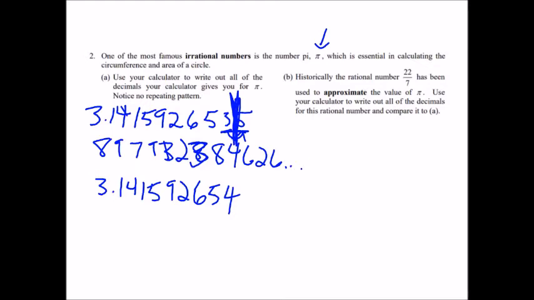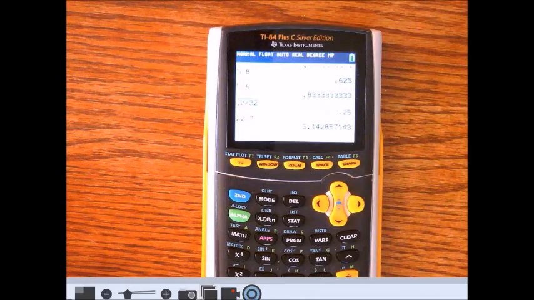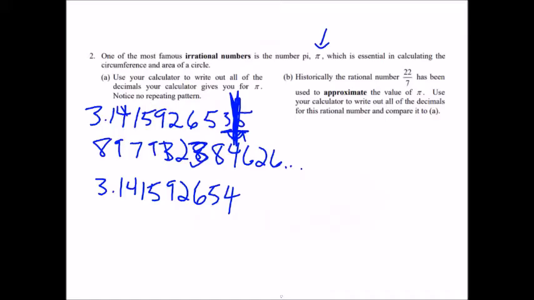22/7 is very often used to estimate pi. I tend not to do that, but you can kind of see on your calculator, there it is. It's close. NASA only uses 8 decimals after the decimal point in their calculations, so us using 2 or 3 is probably good enough.